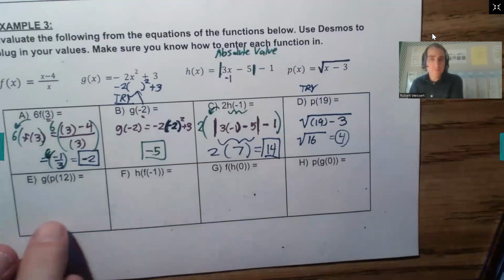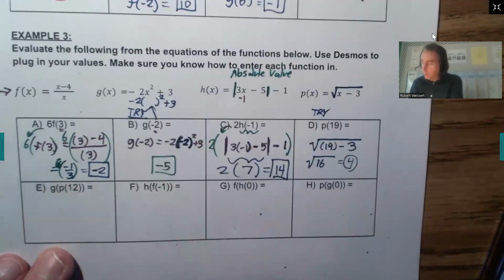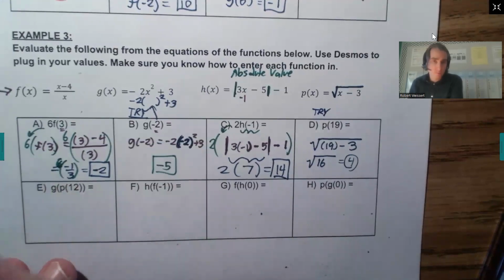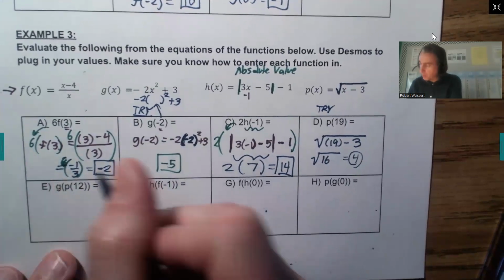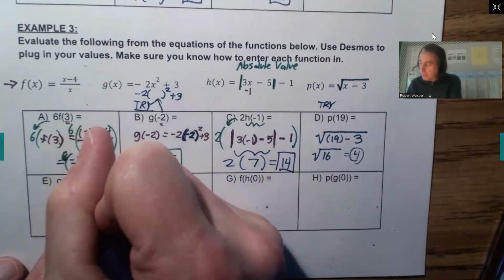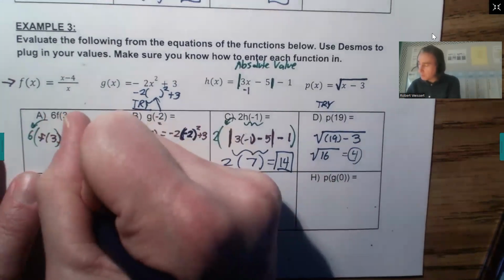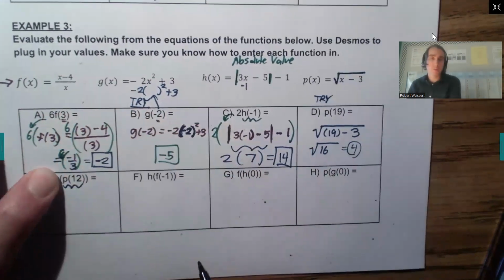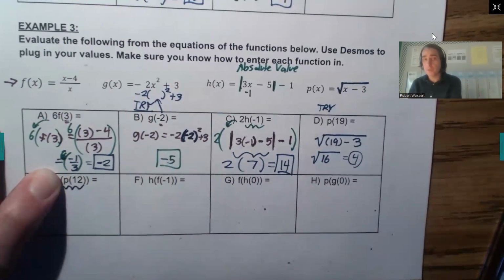All right, the last examples are going to be more composition, again, plugging one function into the other and seeing your output. So bear with me, we'll do a couple together, and then I'll have you try the last 2. When I'm doing g of p of 12, again, I want to focus on what's in here first. I want to look at the inside first and do that.